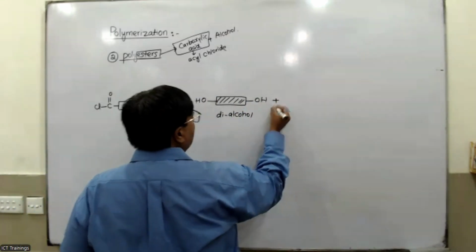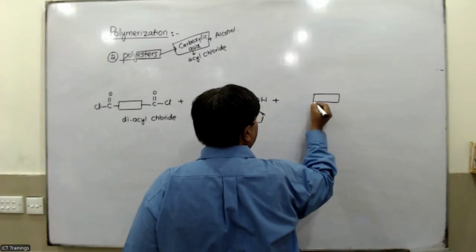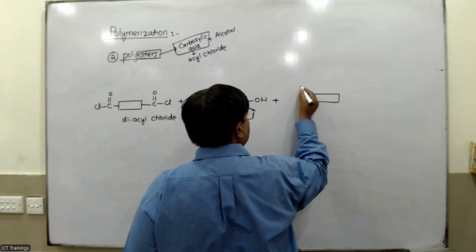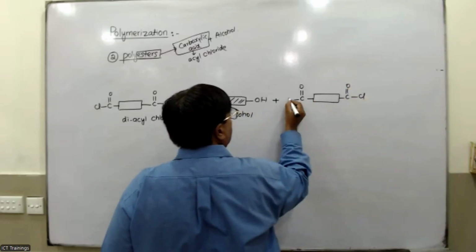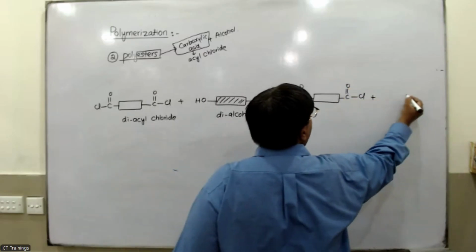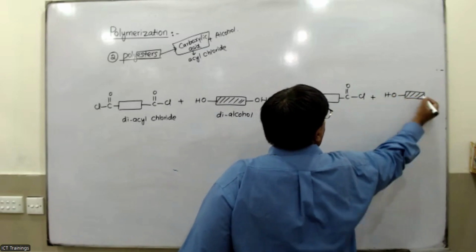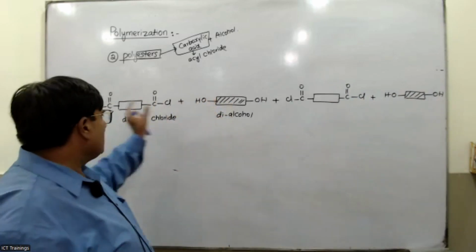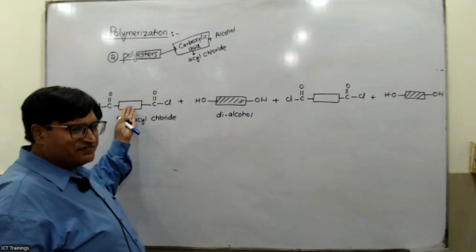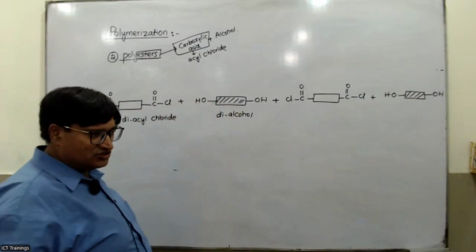They repeat alternately. Again you get the diacyl chloride on both sides, and then again the di-alcohol. One box is white and one is shaded, because they contain different carbon and hydrogen chains.